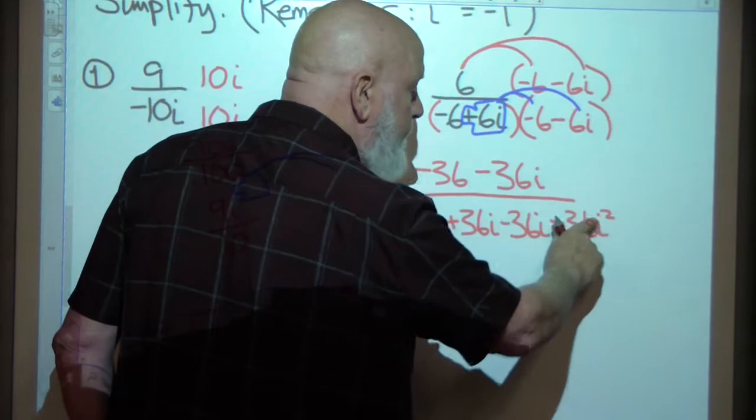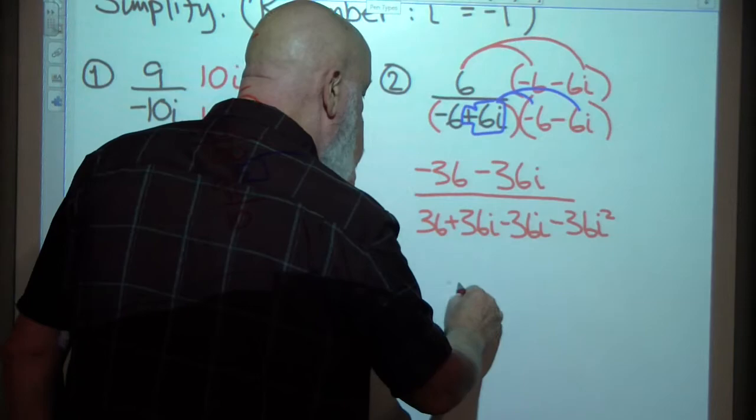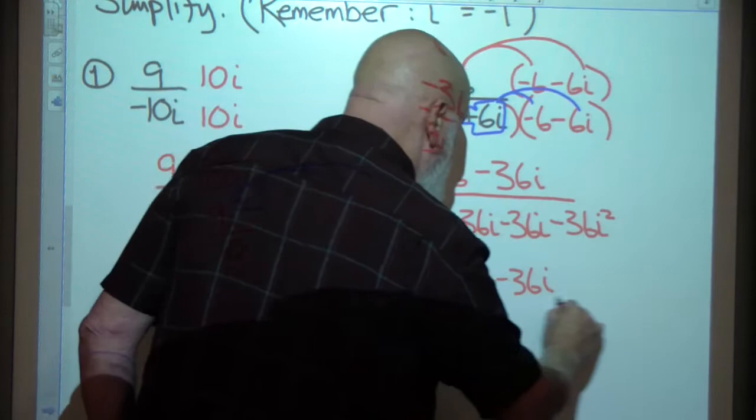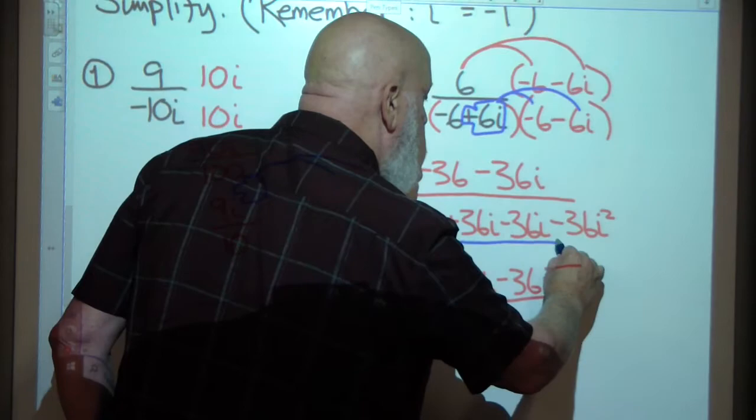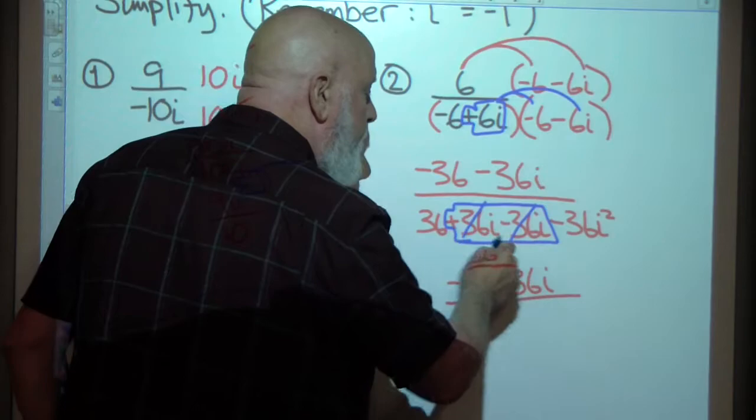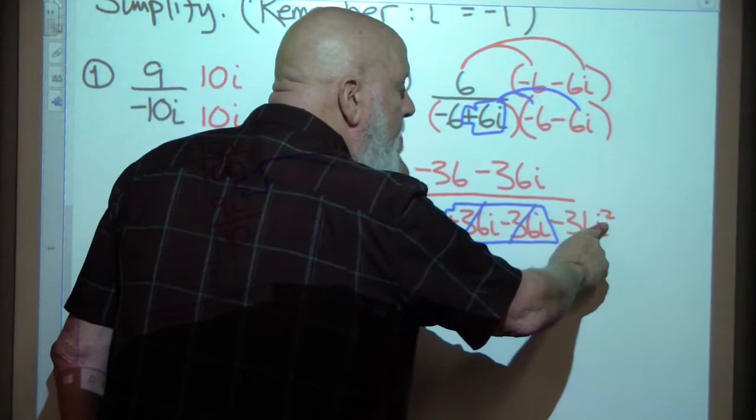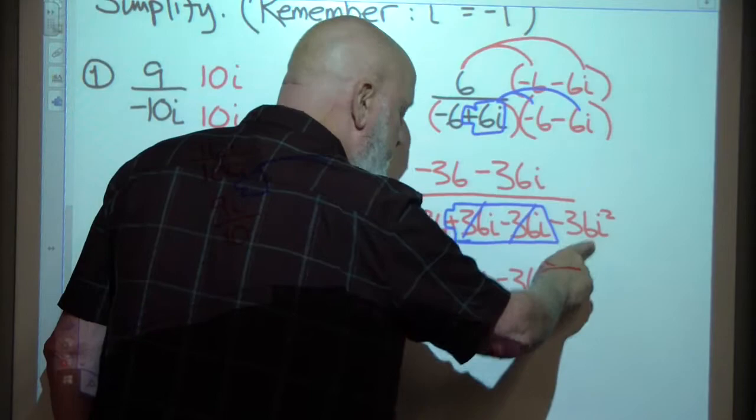In the top, I'm going to wind up with negative 36 minus 36i. And in the bottom, I'm going to wind up with this fancy form of 0. These will cancel out. That will happen every single time because they're exact opposites. And I wind up with 36 minus 36 times negative 1. Well, that's positive 36. So 36 plus 36 is what, 72?